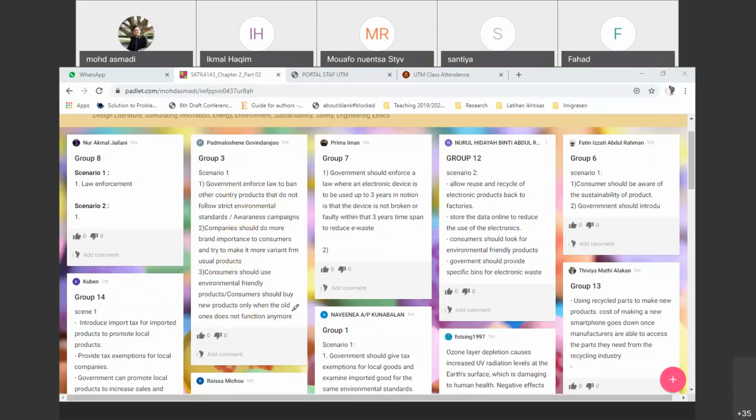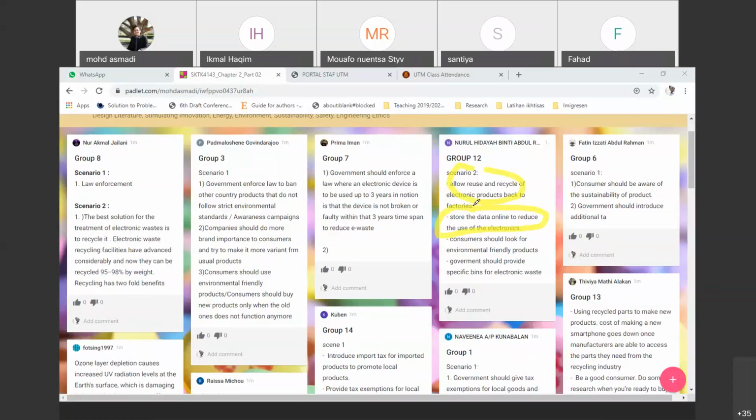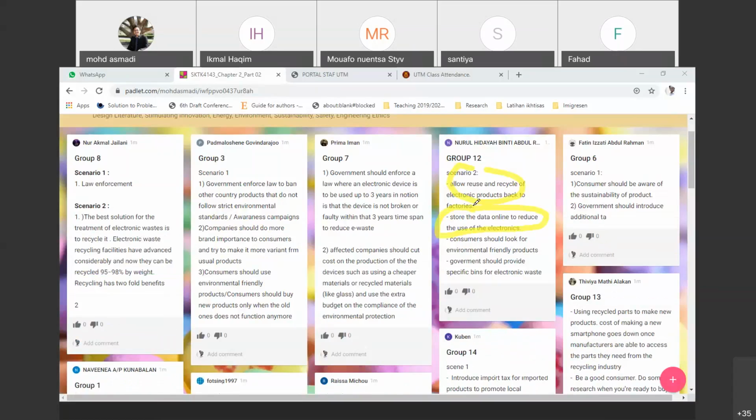Oh, there was one earlier, I saw it. Group 12: reuse and recycle electronic products. Okay, good. Store the data online to reduce the use of electronics. I think we also still use electronic devices even if we want to store the data. Okay. Yeah, that one is good.